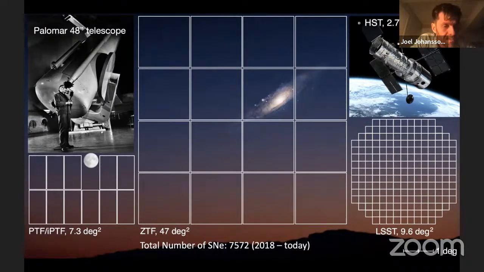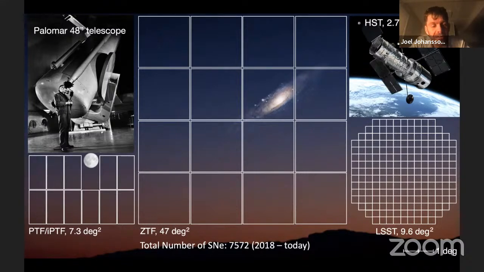I was working on the PTF project, and since 2018 we have updated the camera and put it on the same telescope, the 48-inch Schmidt telescope at Mount Palomar. So with this camera we have a 47 square degree field of view, and I just checked today. Since 2018 we have found and classified 7,572 supernova, which is a lot. You should compare that to the total 1,700 supernova that were on this Hubble diagram.